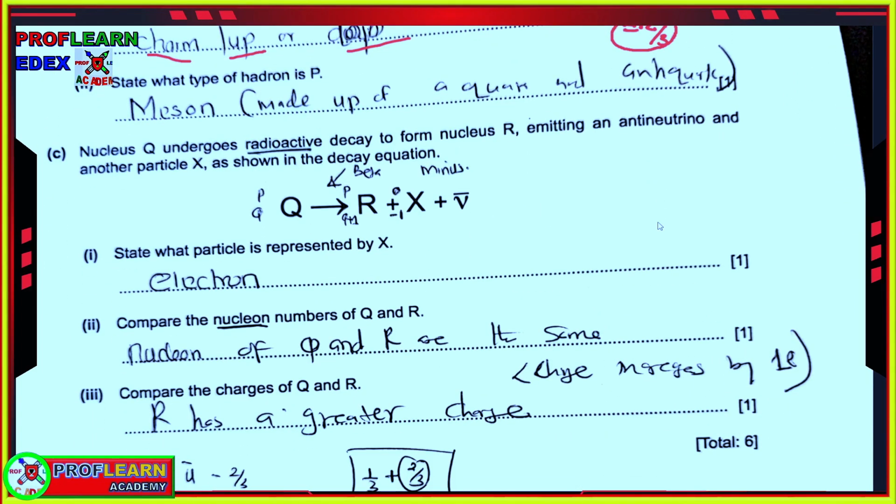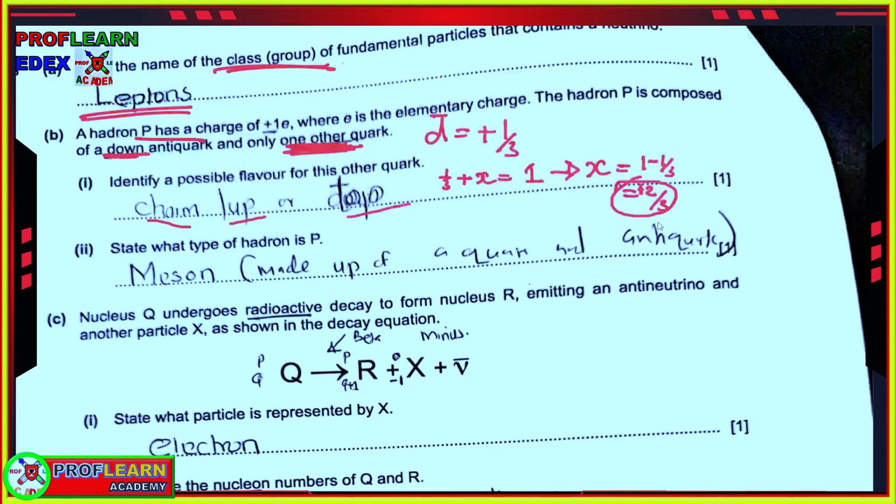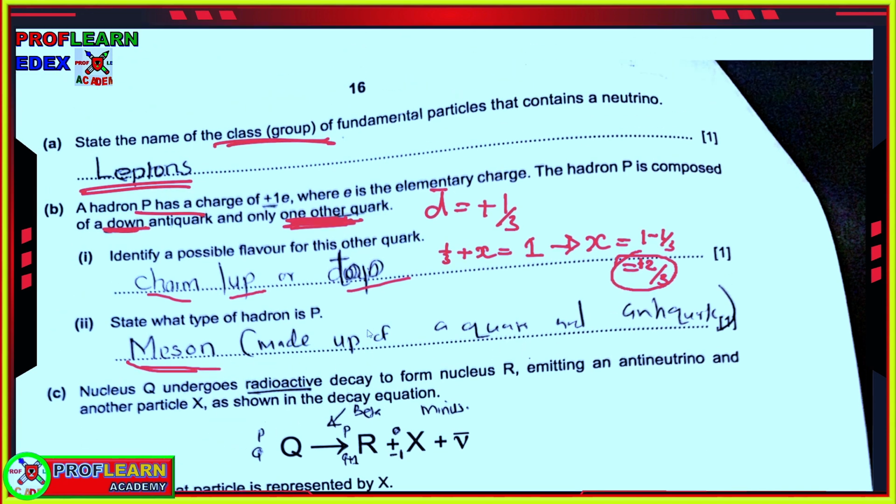Now state the type of hadron in P. The hadron P comprises two particles. That's a quark and antiquark, and that is actually a meson because it's made up of a quark and antiquark.